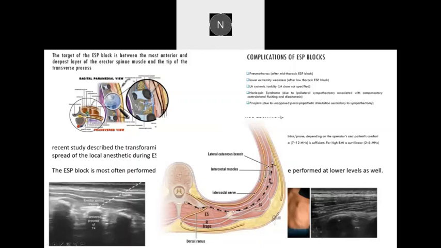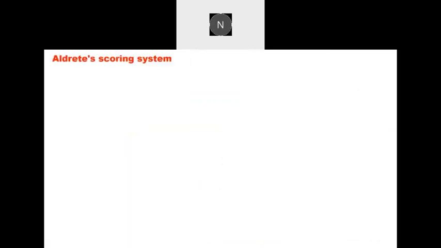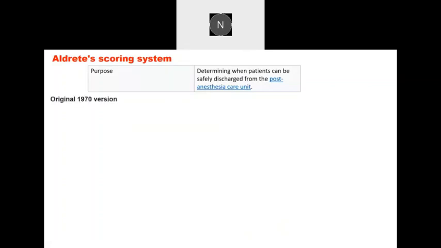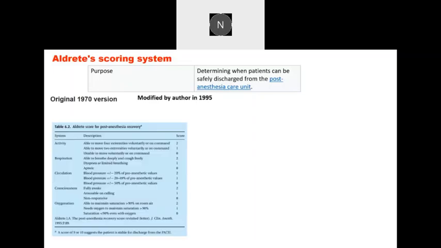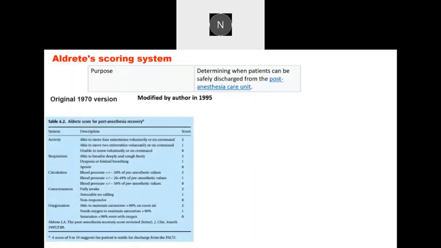priapism in male patients. Coming to the post anesthesia Aldrete scoring, it was mainly used in the earlier days, in 1970, to transfer the patient from PACU to ward. Then it was modified in 1995 by the same person who described it, K. Aldrete, and these are all the scores that were given: 0, 1, 2, and five things were taken into consideration. So 5 into 2, you get a maximum of 10 marks. A score of 9 to 10 suggests that the patient is stable for discharge from PACU to ward.